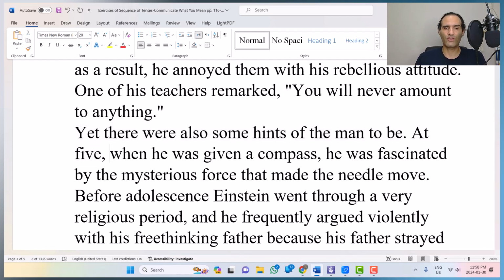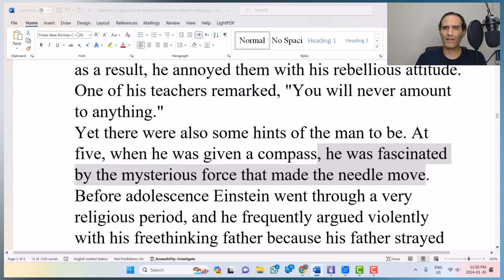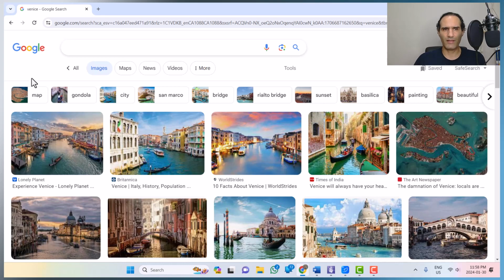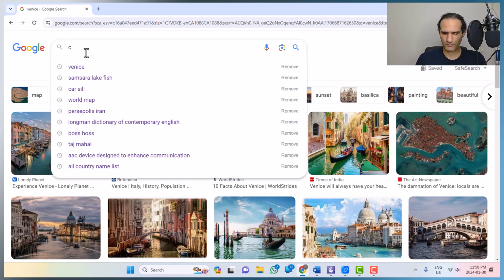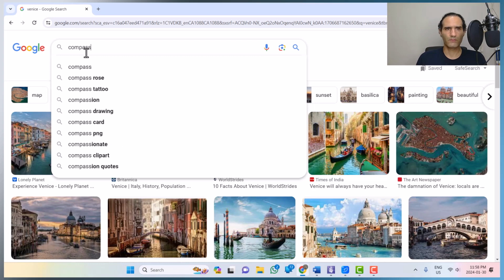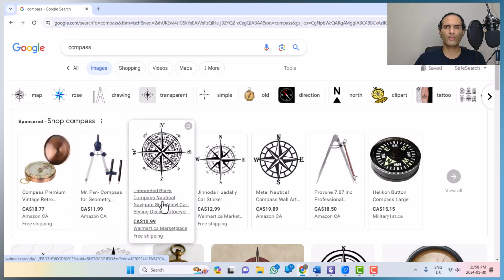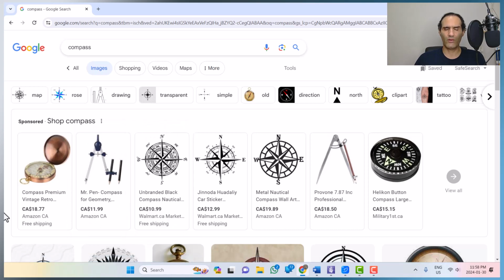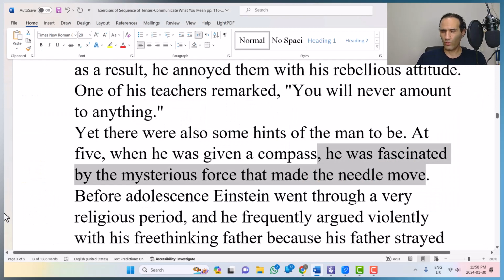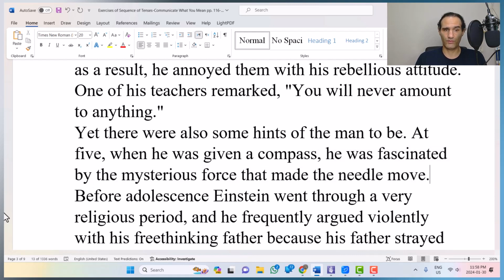At the age of 5, so you see the preposition is at, when he was given a compass, he was fascinated by the mysterious force that made the needle move. So do you know what a compass is? This is a compass. Oh, beautiful Venice. This is a compass. It shows you the geographical directions of north, south, west, east, and the others. So he was fascinated by the mysterious force that made the needle move.